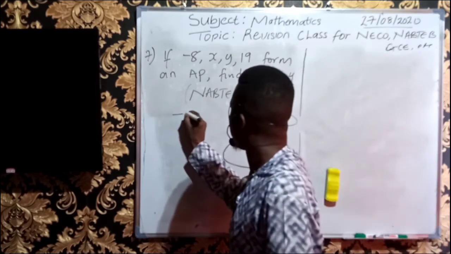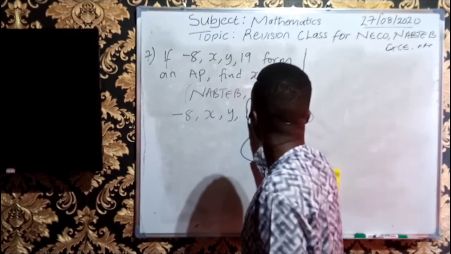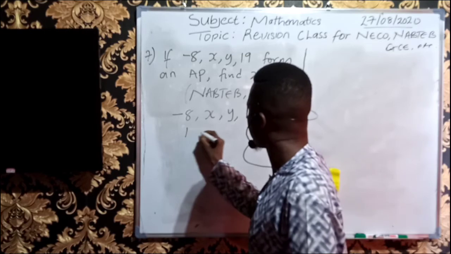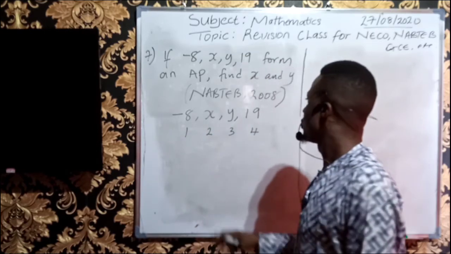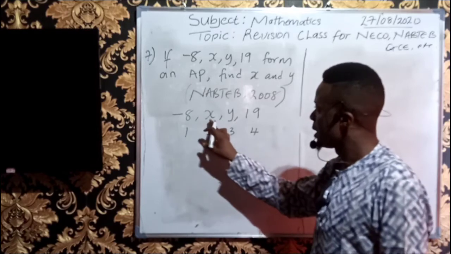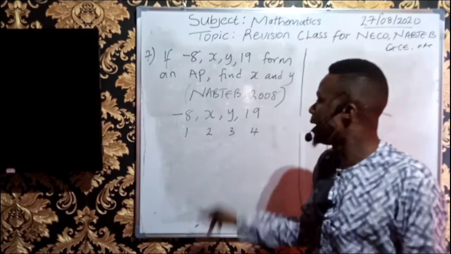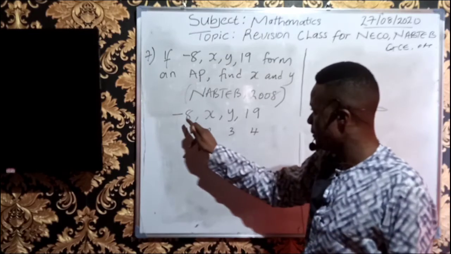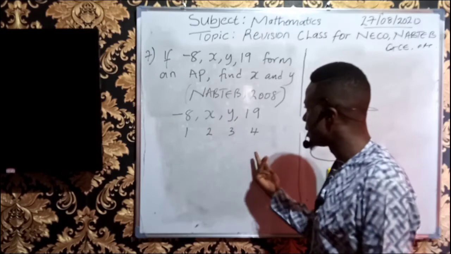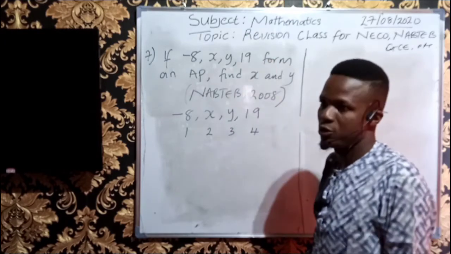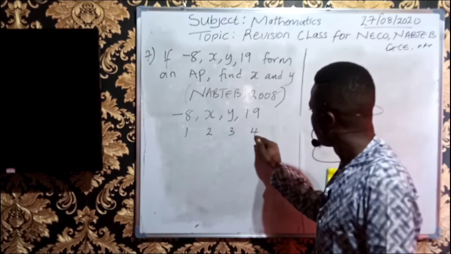So we have minus 8, x, y, and 19. You can see that this is the first term, second term, third term, and fourth term. So we just need to get the second term and third term. They are the values of x and y. But before I get the second and third term, I need my first term, which I have known as minus 8, and the common difference d. The common difference is not revealed, so let us get the common difference using the fourth term, because the fourth term is 19.